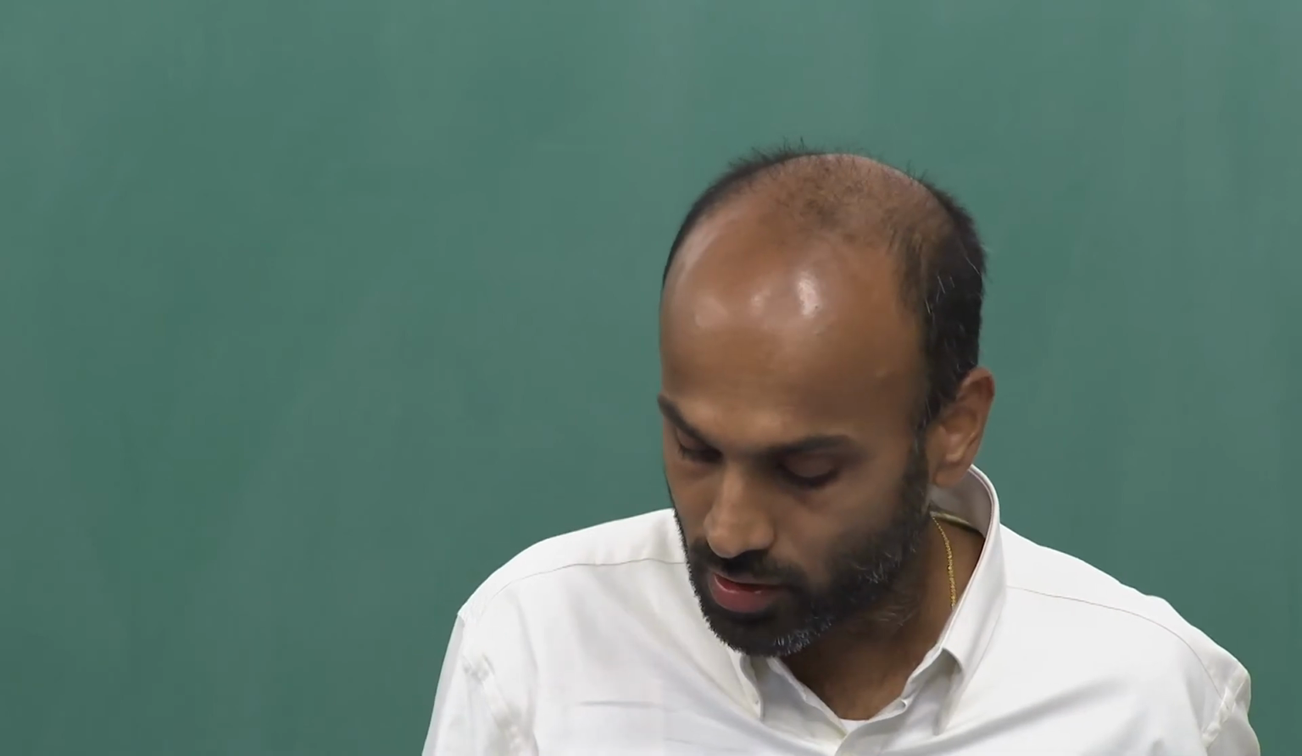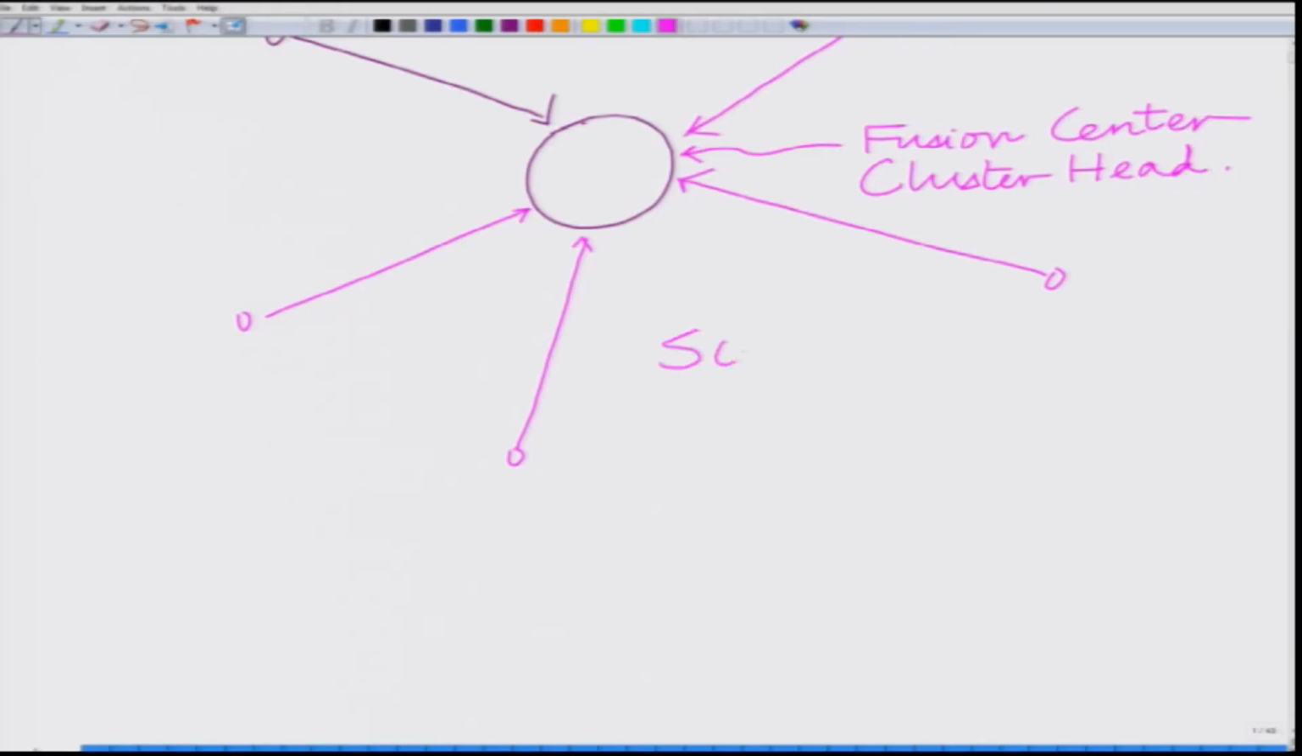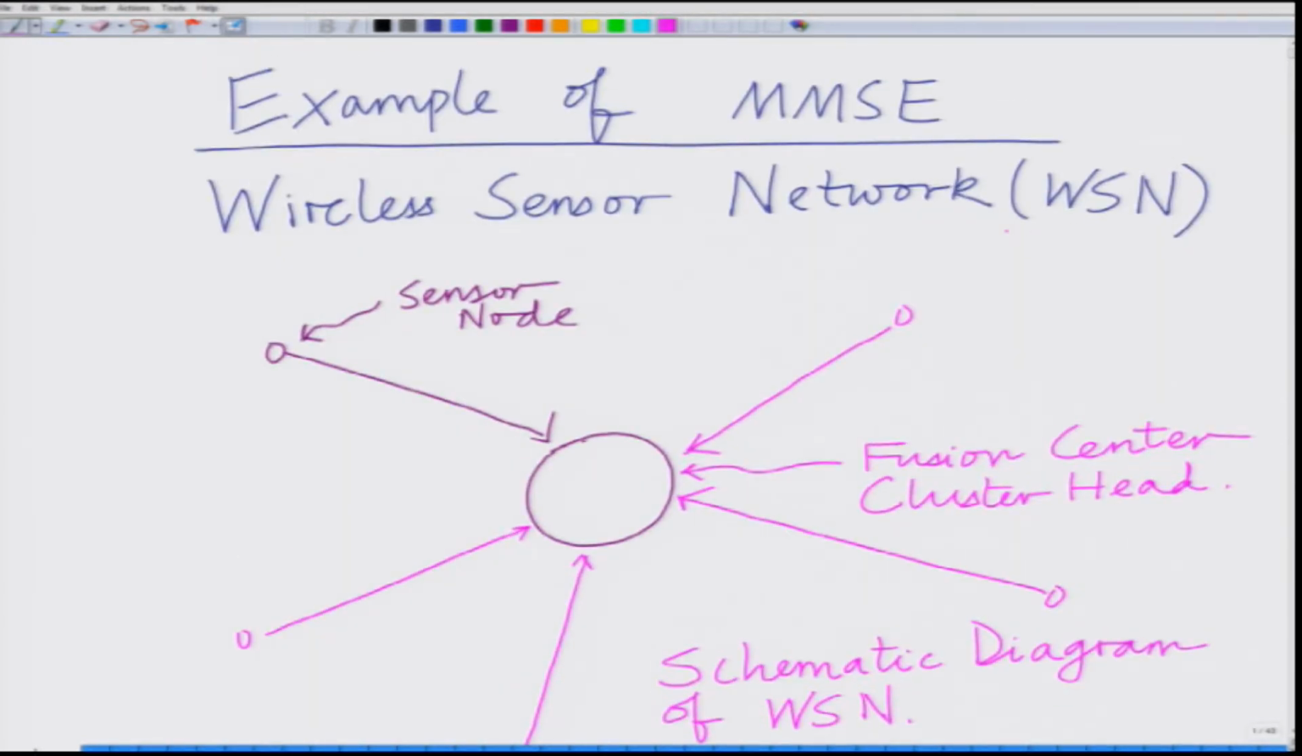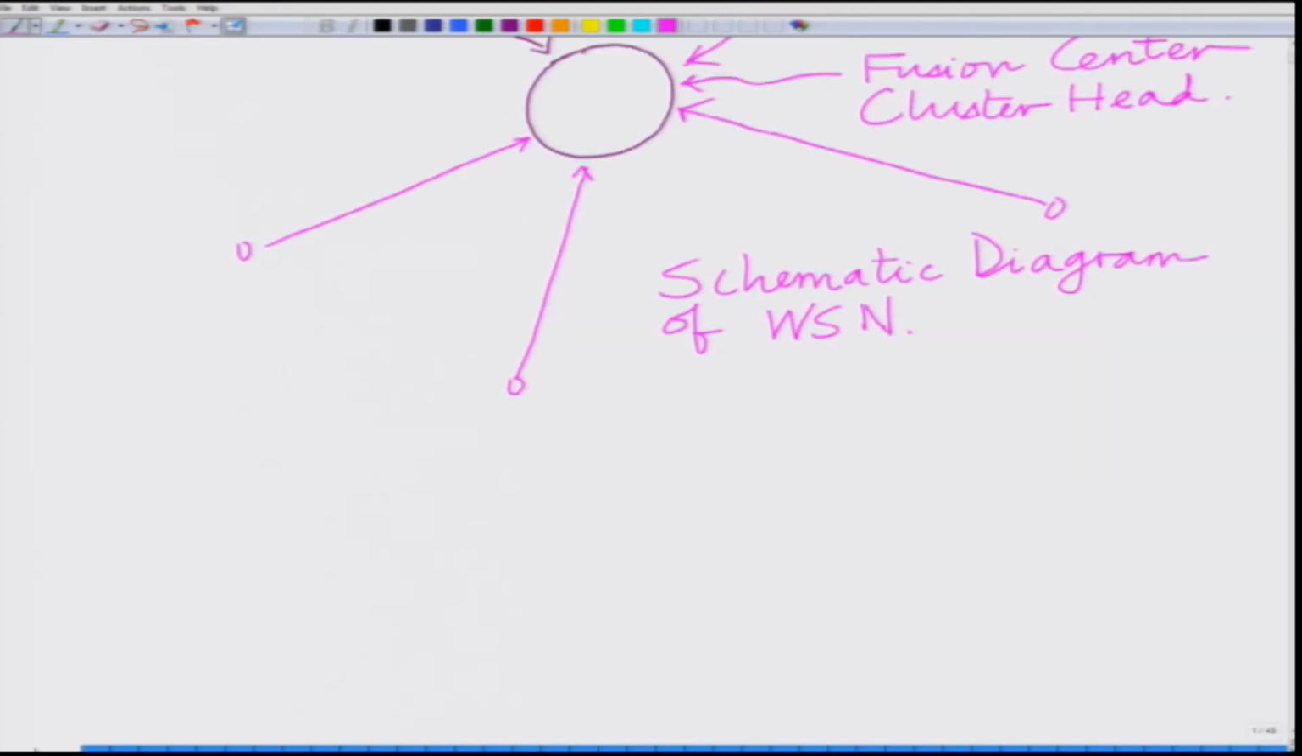So, what is the idea? This is a schematic diagram of a wireless sensor network, which we are abbreviating by WSN. What these different sensor nodes are doing is trying to measure a parameter.